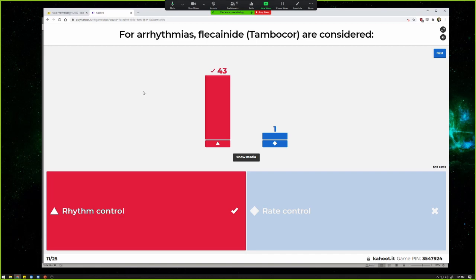And again, those are going to be working more on the rhythm control. That's something you could use. And again, that's one of those drugs you could use as a pill in a pocket, so to speak, where you could give it if the patient feels like they're going into AFib.